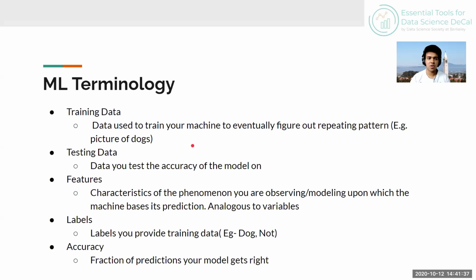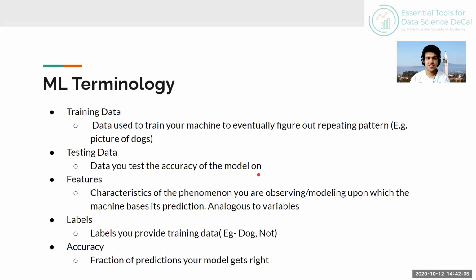So over here, it's a picture of dogs. And then the testing data is the data that we test the accuracy of the model on, because we do not want a model that perfectly predicts all the things that it has seen, but doesn't do well with stuff that it hasn't seen before. So we see if we're getting the predictions that we wanted by using the testing data, which is data the model has not seen before.